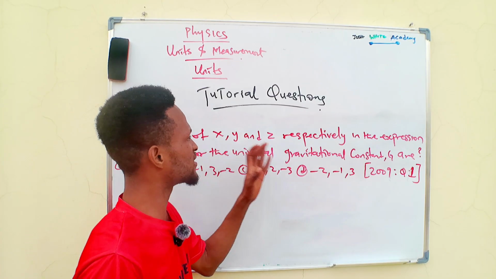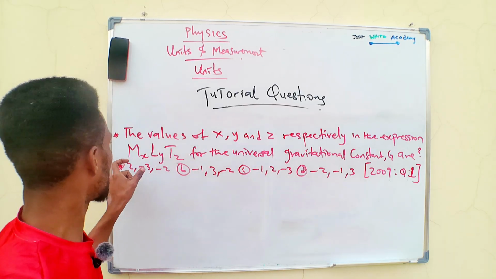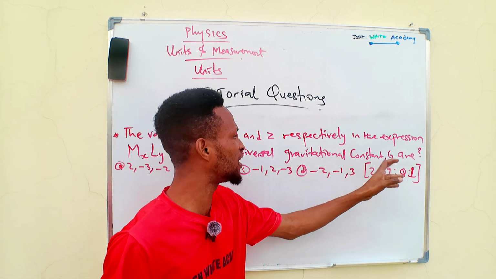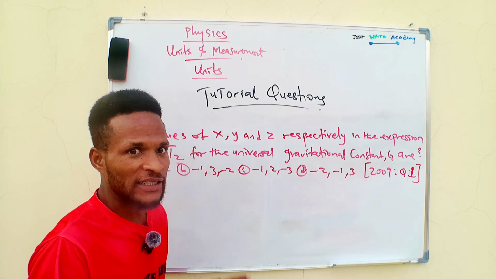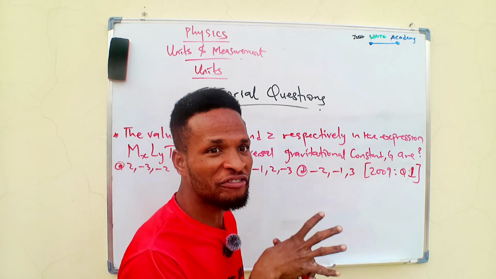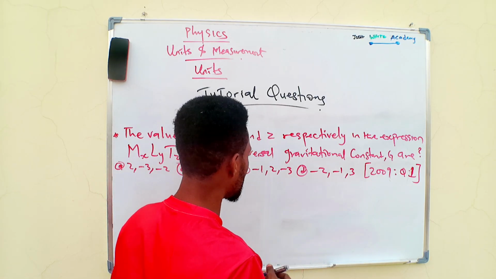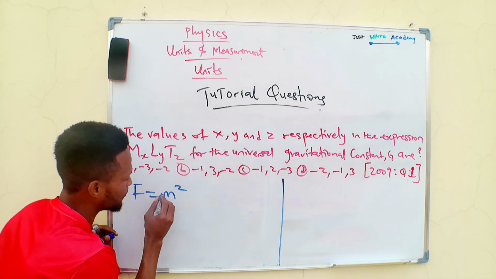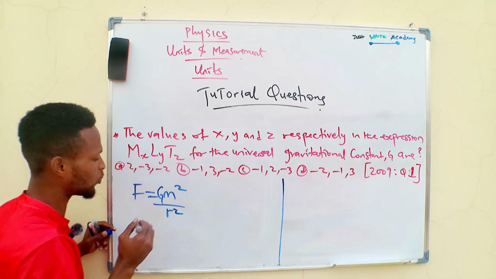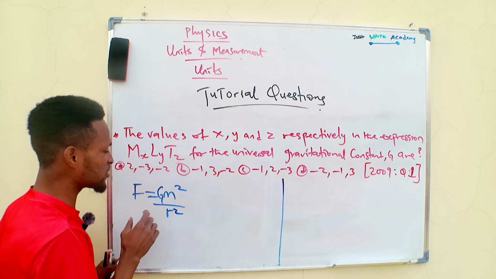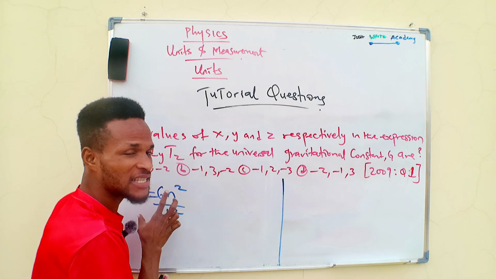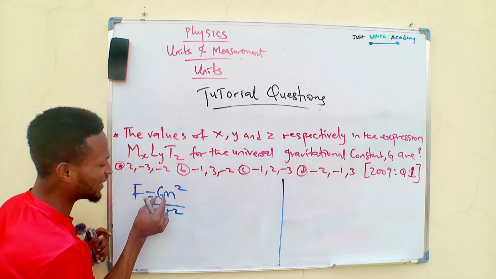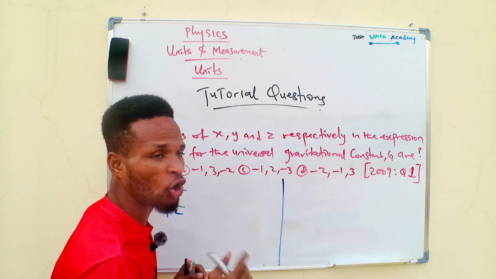The value of x, y, and z respectively in the expression M^x L^y T^z for the universal gravitational constant G are. So this is Newton's law of universal gravitation, and it has a formula: F equals G m squared all over r squared. It states that the force is directly proportional to the product of the masses and inversely proportional to the square of the distance between the two masses. So this is the formula, and this G here is our universal gravitational constant.